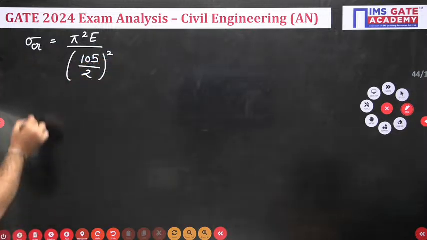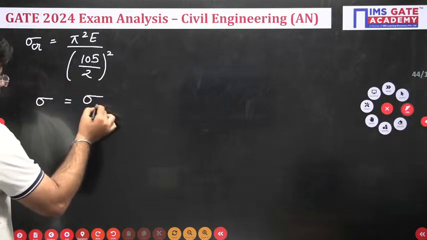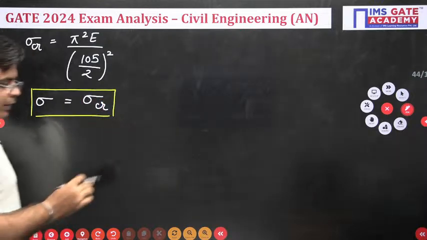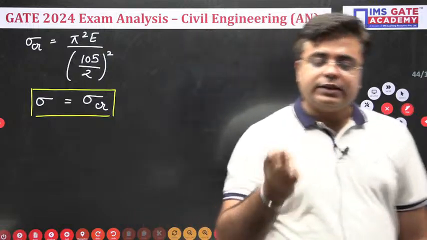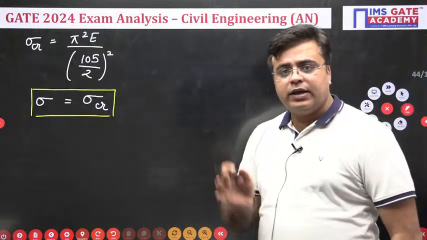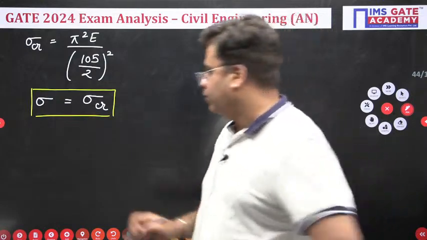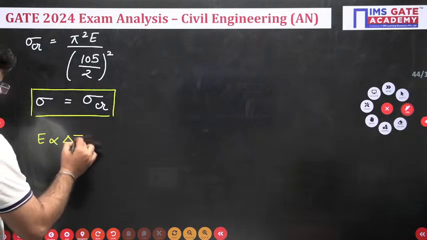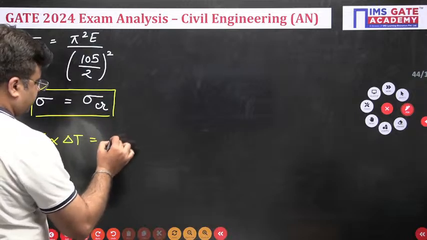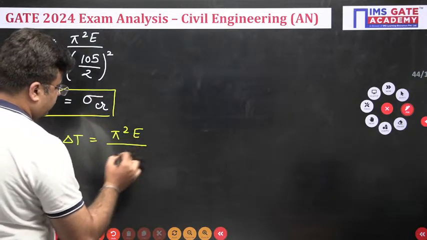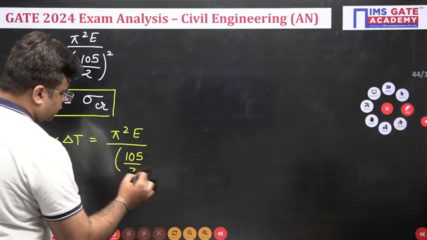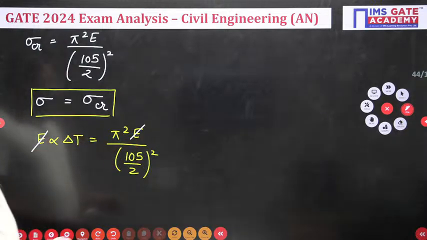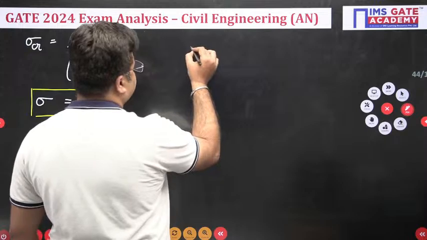Now you need to equate sigma with sigma CR. When you do this, you are equating the thermal stress with the critical stress. If thermal stress becomes equal to the critical stress, then that thermal stress will cause buckling in the column. So sigma you have calculated, sigma is E alpha delta T. This is equal to sigma CR, which is pi square E by 105 by 2 the whole square. So E and E are going to cancel out. The value of alpha is given to you as 12 into 10 raised to the power minus 6. So from there you can calculate this temperature delta T.